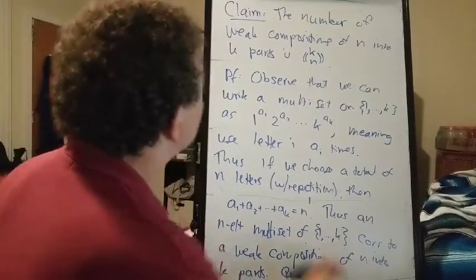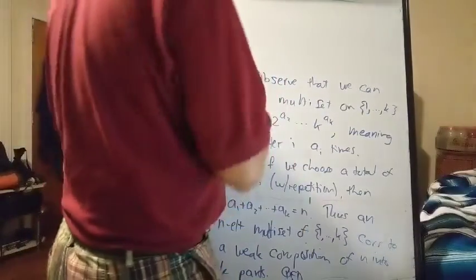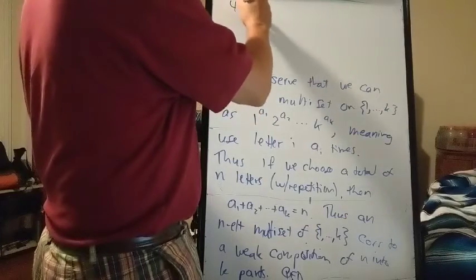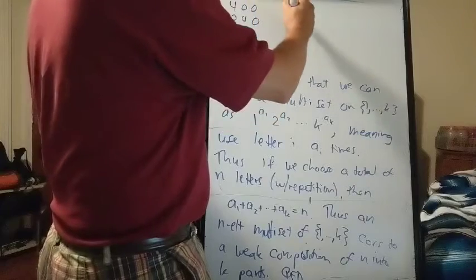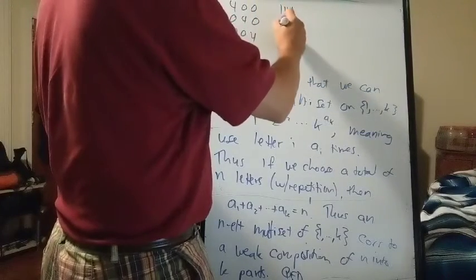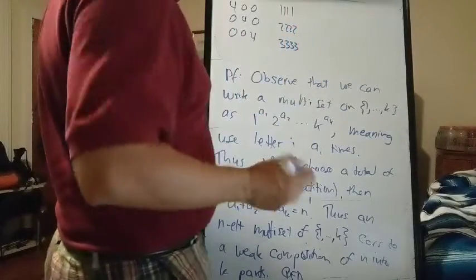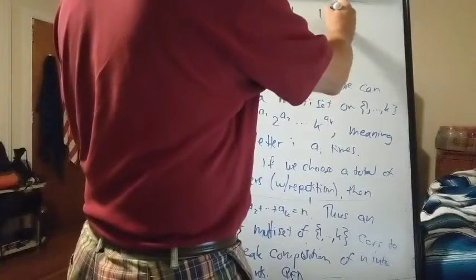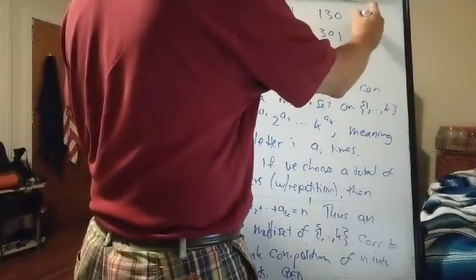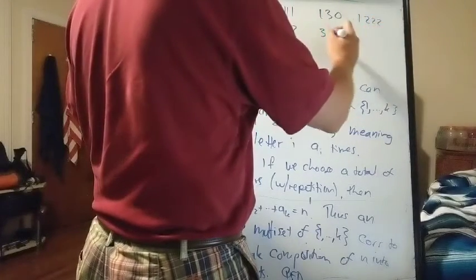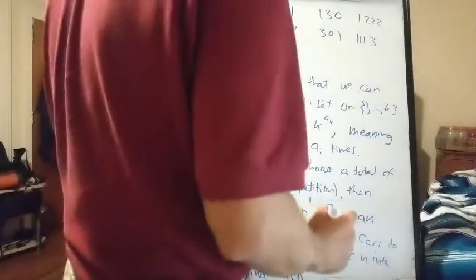So for example, we had the weak compositions 4, 0, 0, 0, 4, 0, 0, 0, 4. These correspond to choosing 1 4 times, or 2 4 times, or 3 4 times. And we had things like 1 3 0, 3 0 1. That corresponds to choosing 1 once and 2 3 times, or 1 3 times and 3 once, etc.